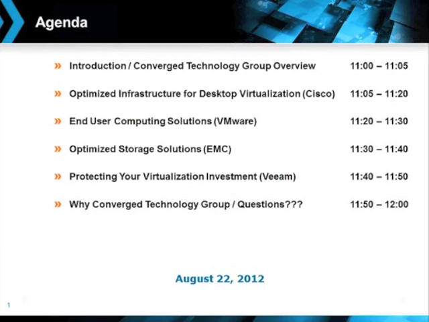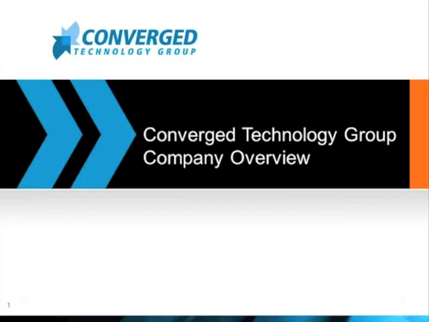From a high-level perspective, we have the following agenda. We'll spend the next couple minutes reviewing the introduction, going through just a high-level overview of Converged Technology Group, and then we'll quickly transition into the various infrastructure components associated with an optimized virtual desktop infrastructure, namely an optimized network, inclusive of compute, the end-user computing solutions, specifically around the View hypervisor, optimized storage, specifically around EMC, and we'll be focusing on the VNX platform, and then ultimately how to protect the virtualization investment and some of the challenges in that space with protection from solutions from Veeam.